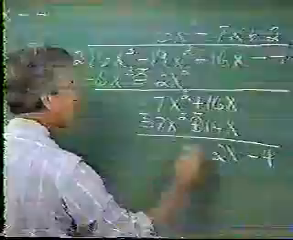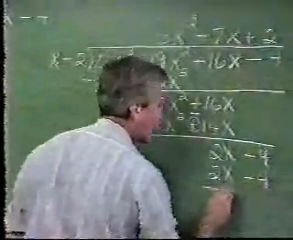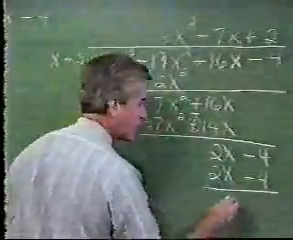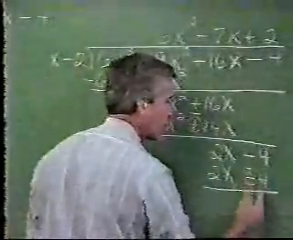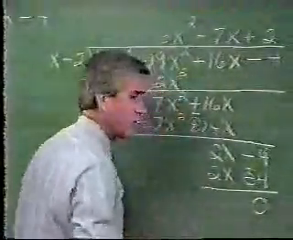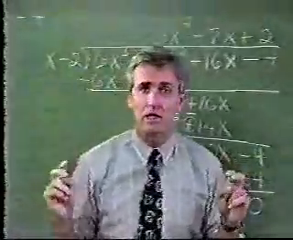2 times x is 2x. 2 times negative 2 is negative 4. We draw the line and subtract. Of course, this sign change and collection is trivial. This sign change and collection turns out to be 0. Our remainder is 0. That means that our division went evenly.